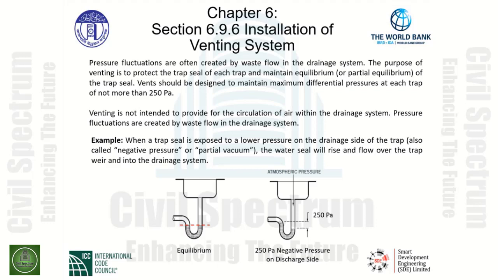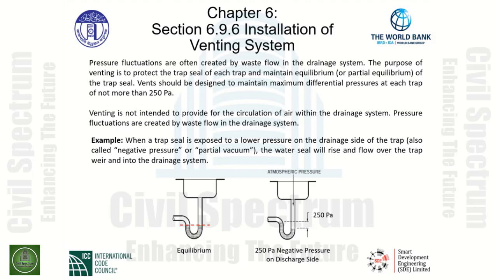Section 6.9.6 is titled Installation of Venting System. Pressure fluctuations are often created by waste flow in the drainage system. The purpose of venting is to protect the trap seal of each trap and maintain equilibrium or partial equilibrium of the trap seal. Vents shall be designed to maintain maximum differential pressures at each trap of not more than 250 pascals. Venting is not intended to provide for the circulation of air within the drainage system.